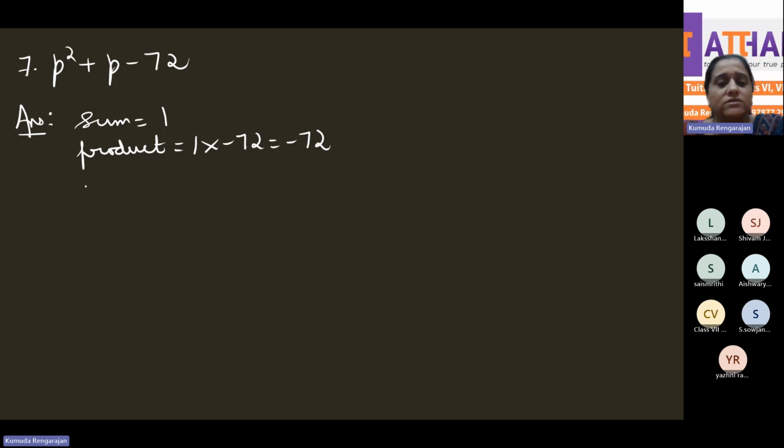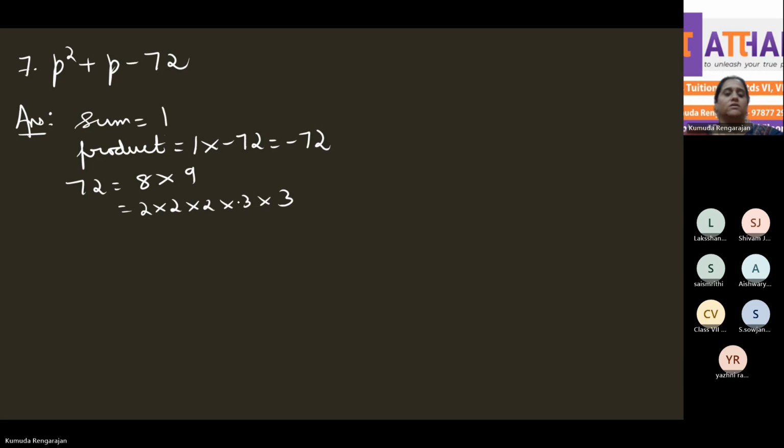Yes, Lakshana. Then 72 is equal to? Now 8 9s are 72, right? 8 9s are 72. So what is 8? 2 into 2 into 2. And 9 is 3 into 3. So you can write it straight away like this. So 72 is equal to 8 9s are 72. 8 is this one and 9 is this one.